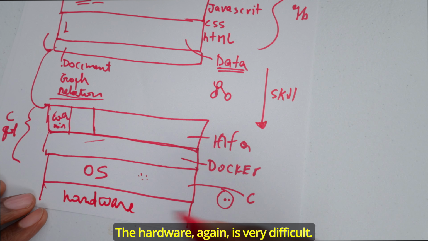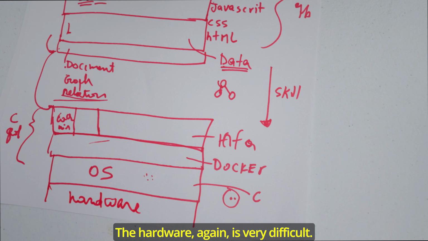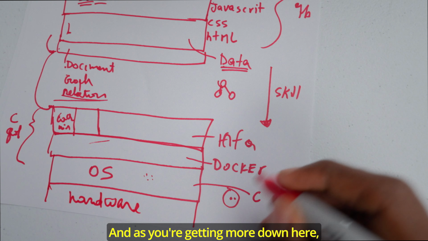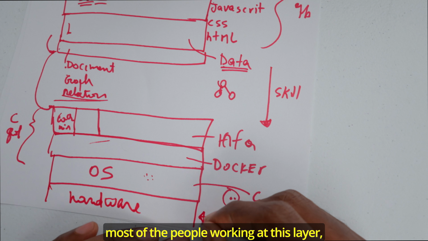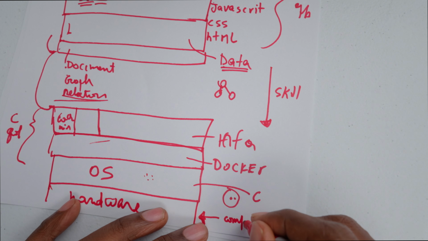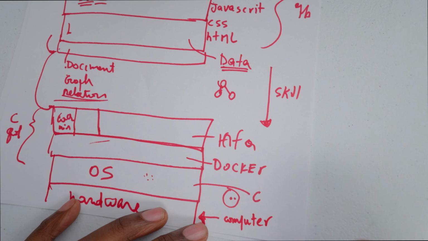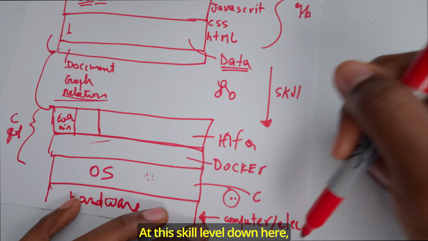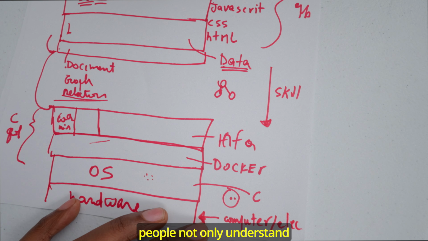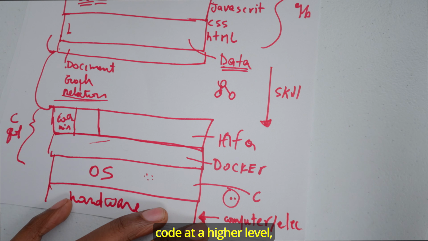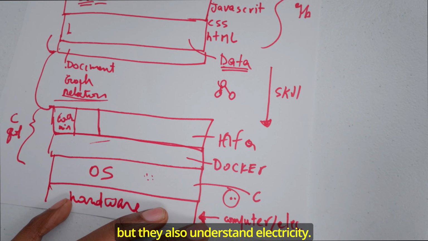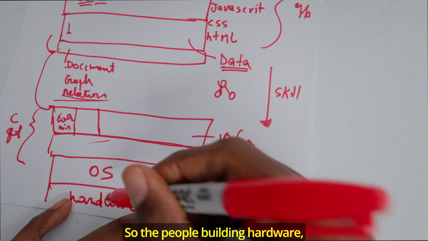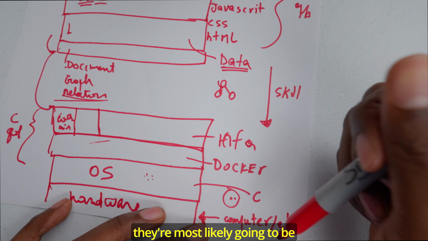Right? The hardware, again, is very difficult. And as you're going further down here, you get into a realm where most of the people working at this layer are probably computer and electrical engineers. At this skill level, you have a lot of people who not only understand how to write computer code at a higher level, but they also understand electricity. So the people building hardware are most likely going to be electrical engineers.